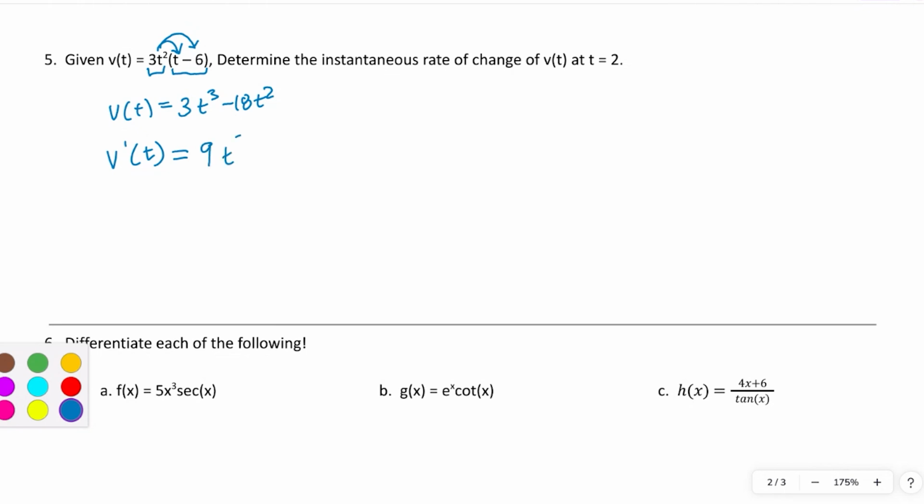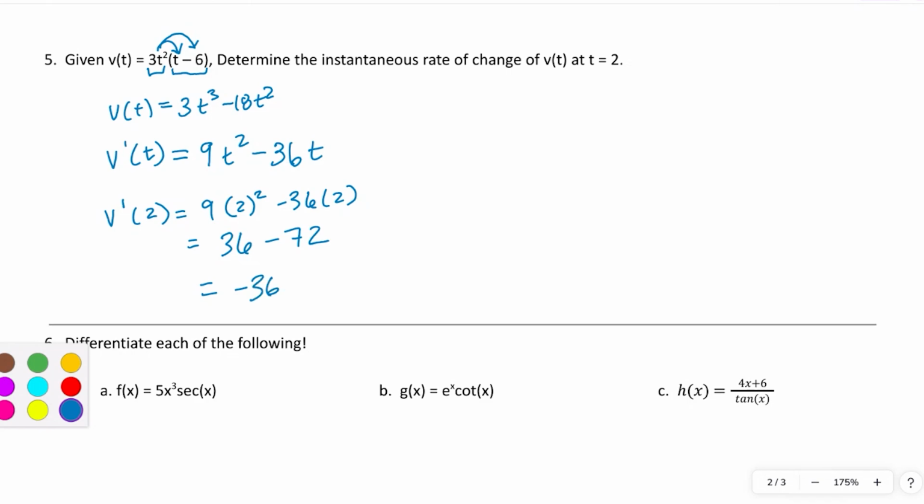3 times 3 is 9. 2 times 18, it's going to be 36. Just double check that. Yeah, that all looks good. So now we're trying to find the slope, or the instantaneous rate of change, at 2. So 9 times 2 squared minus 36 times 2. It's going to be 9 times 4, which is 36. And then minus 72 will be negative 36.